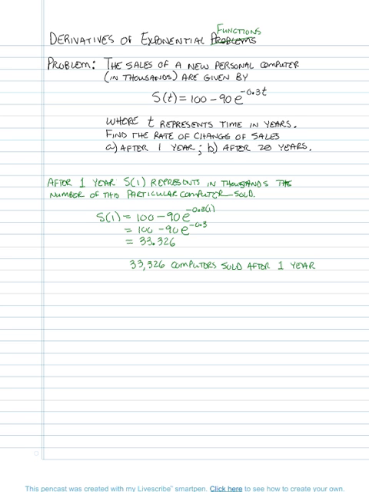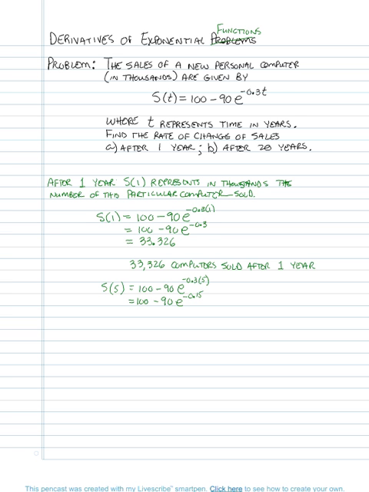Now we could ask a similar question: how many computers are sold after 5 years? Our time t, represented in years, would be 5. So we would look at S of 5, which would be 100 minus 90 times e to the power negative 0.3 times our t value of 5 years. I'll do one calculation in my head because 0.3 times 5 is 1.5, so this will be e to the power negative 1.5.